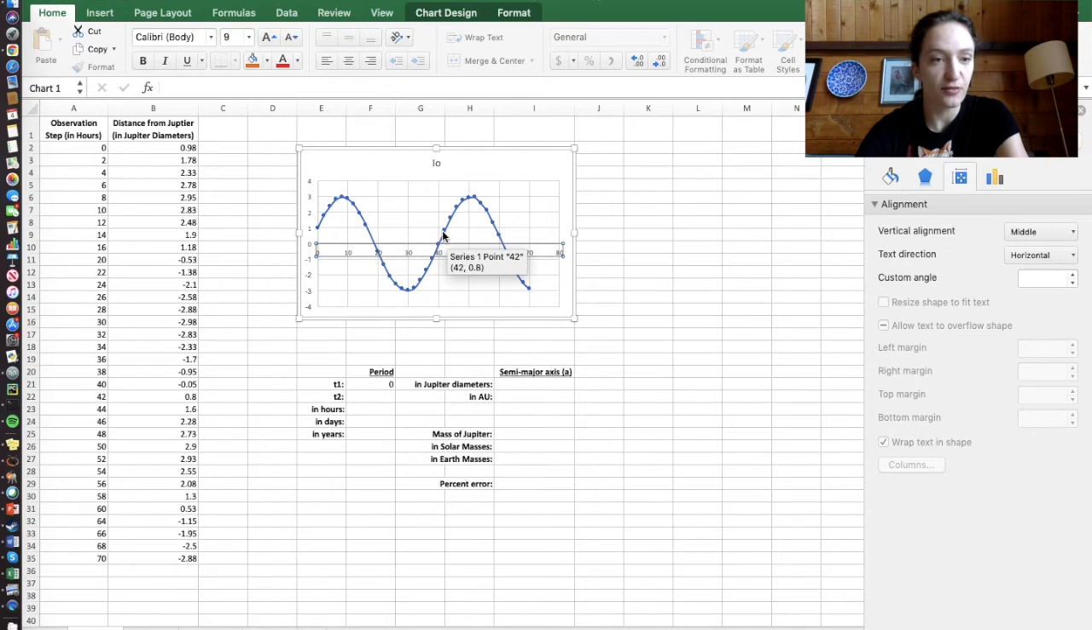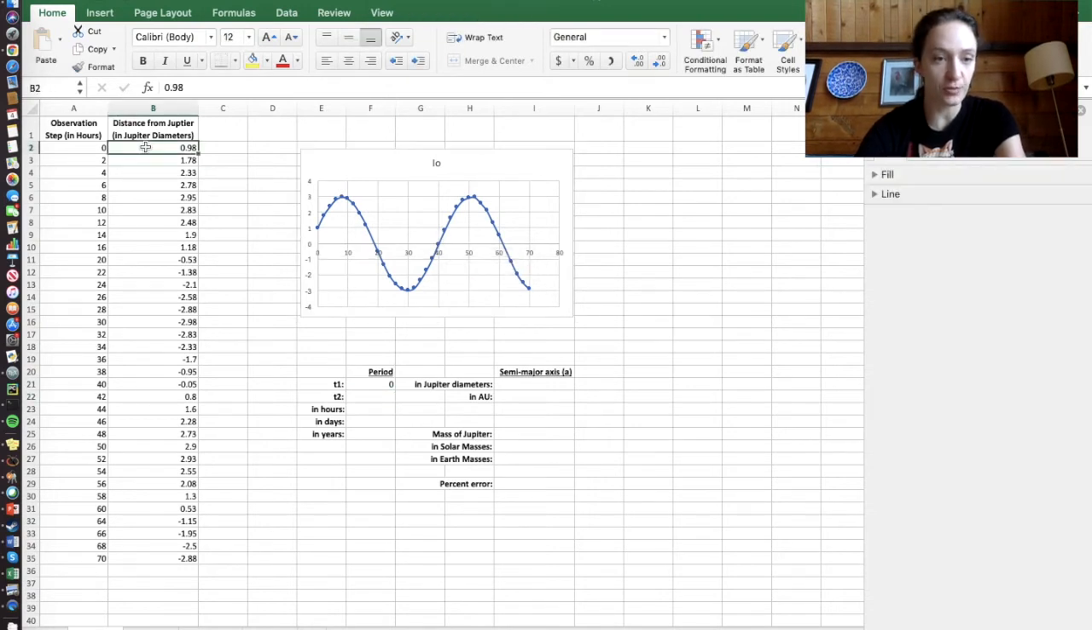I need to look for the value in the distance from Jupiter column that is closest to 0.98 after it has reached its maximum, and then gone down to the negatives and reached its minimum, and then come back up. That looks like this one, which is 42, which is actually exactly what it told me, right? It told me series 1, 42. So in hours, you're going to do T2 minus T1, which is 42 minus 0, just 42.